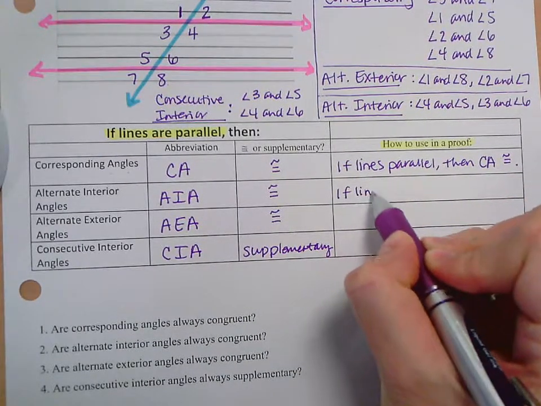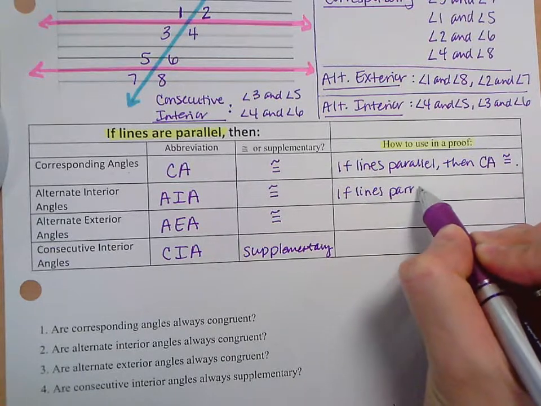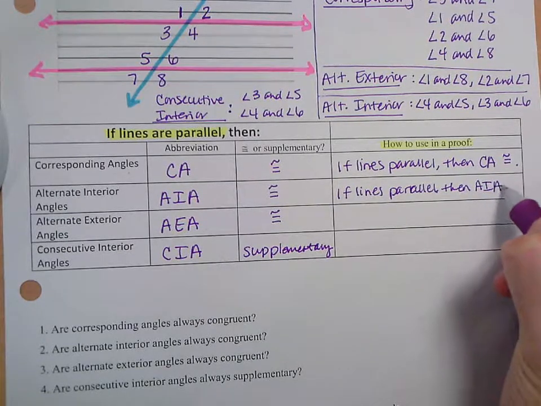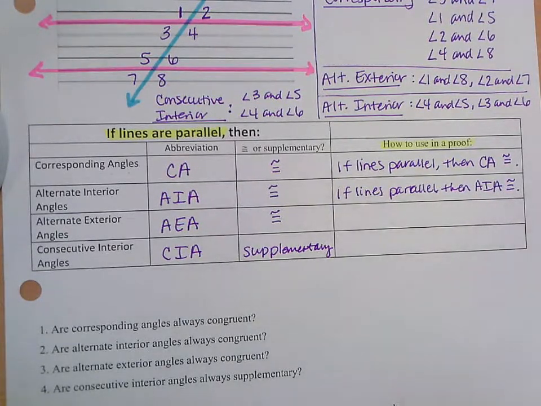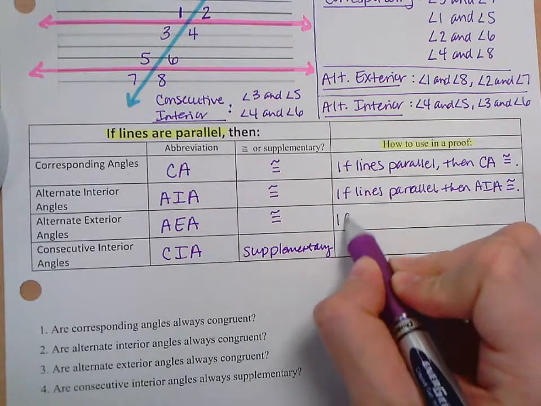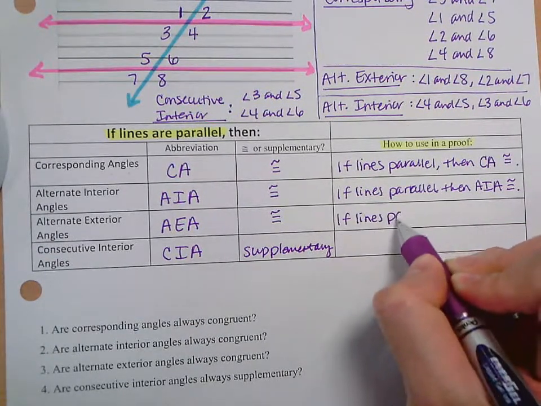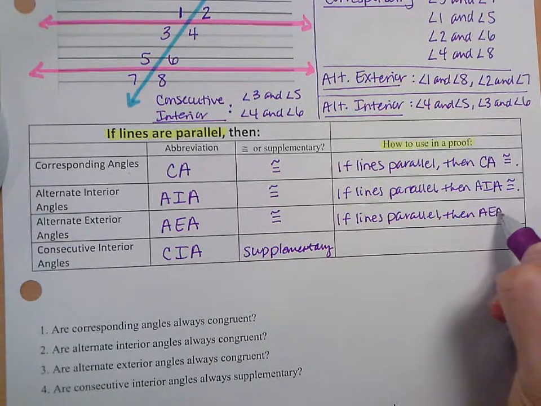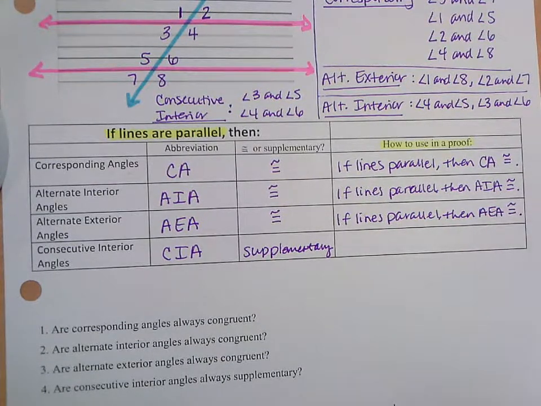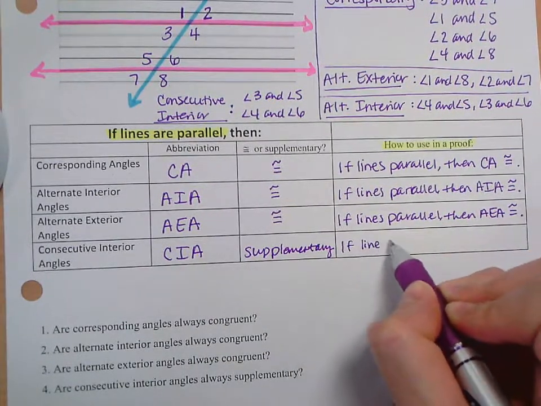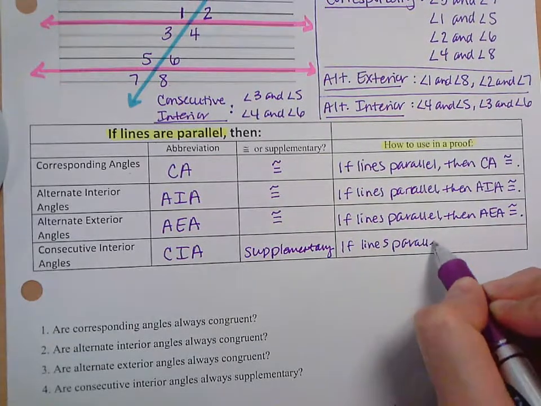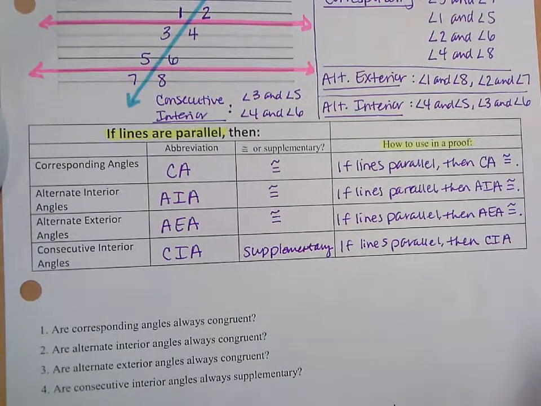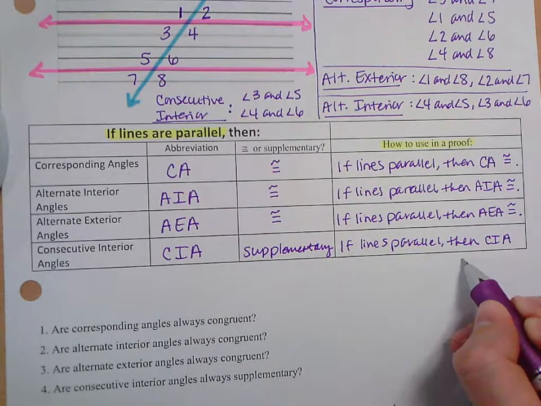If lines parallel, then alternate interior angles, AIA, are congruent. If lines are parallel, then alternate exterior angles are congruent. And the last one, if lines are parallel, then consecutive interior angles, CIA, are supplementary.